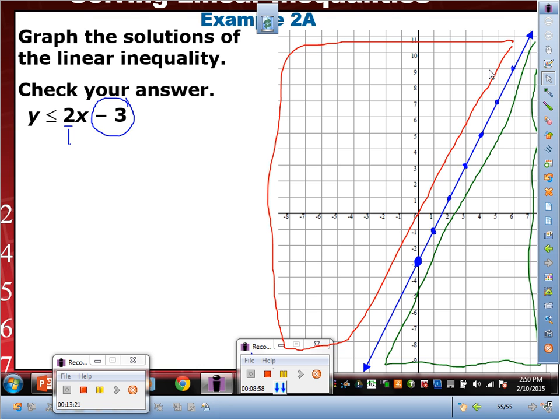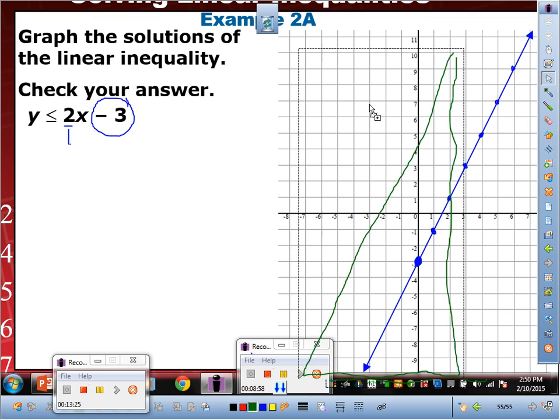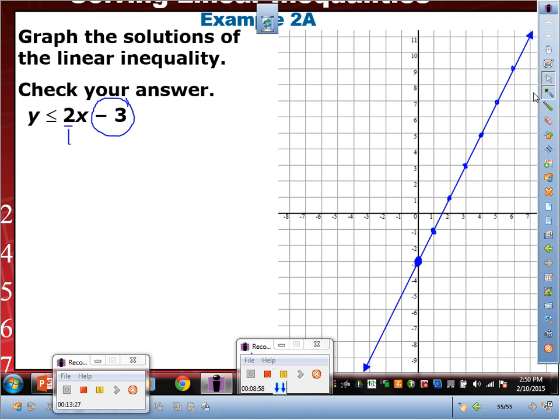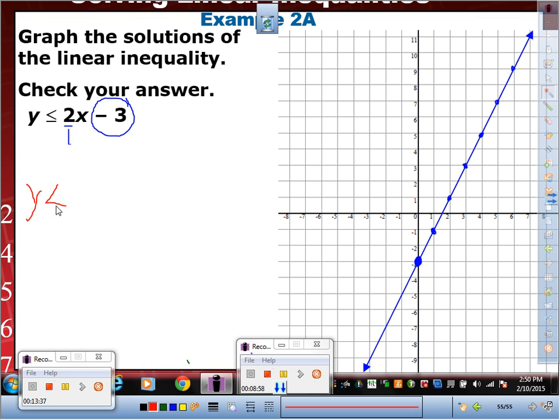So let me show you. Let me show you how to get the solution set. Look up, please, and here it goes. Please do not get distracted or you're going to miss it. The first thing that I need is the y, the inequality symbol, and the y-intercept. Pay attention, please. Here it goes.